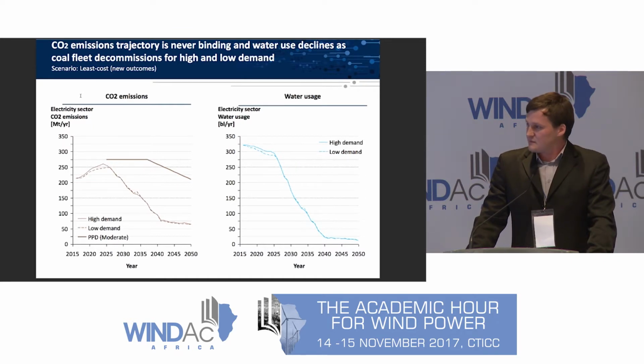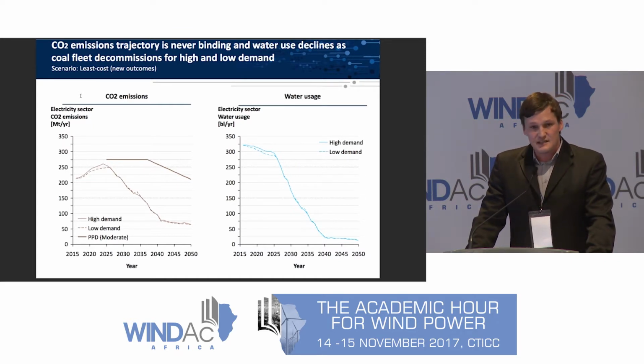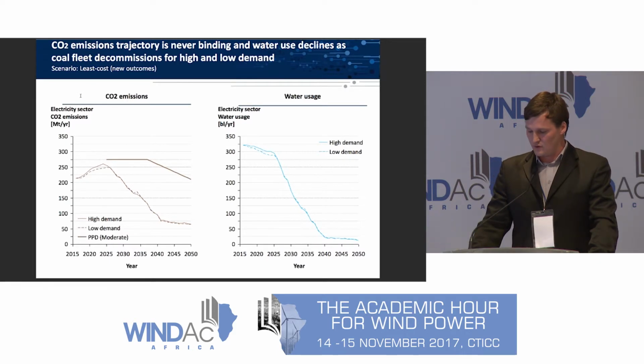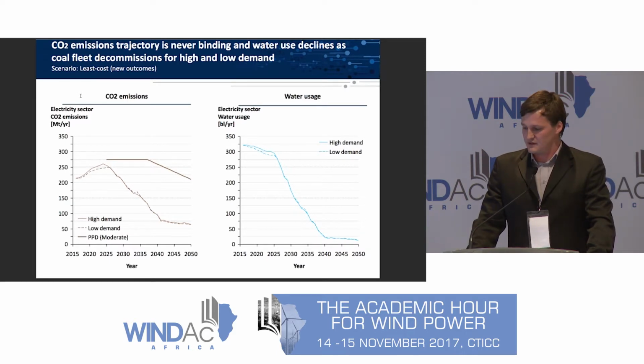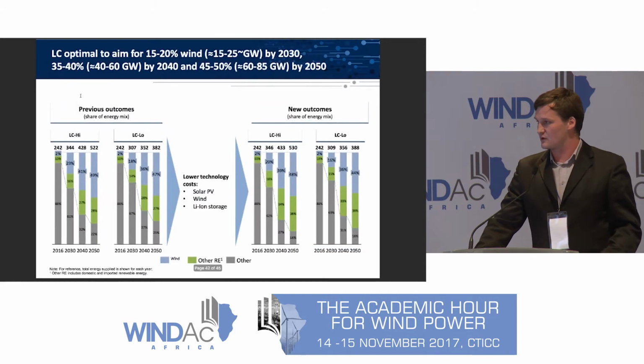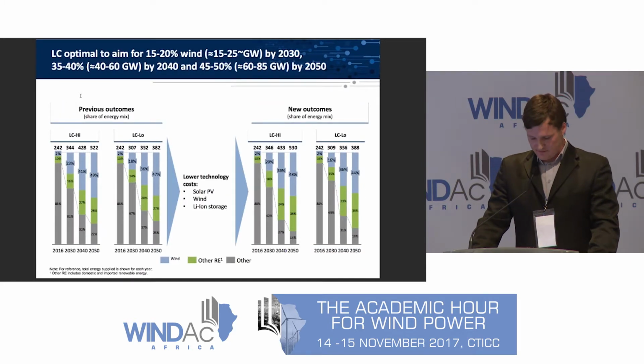So there's the CO2 emissions trajectory. You can see it doesn't actually hit that cap, so the cap never becomes binding. We don't even hit the 275 million ton cap, and it actually starts to decline linearly from the mid-2020s onwards. A similar trajectory is noted there for water as well, so water really reduces quite significantly into the future. So now at least a focus on wind. I'll try and fly through this.